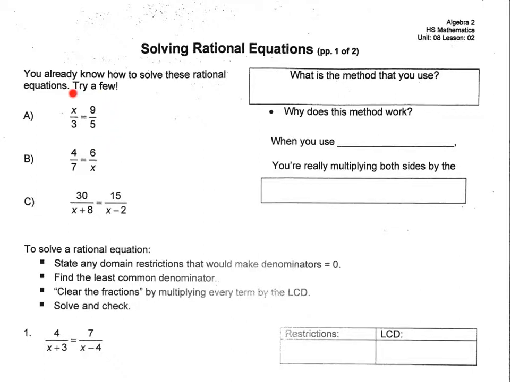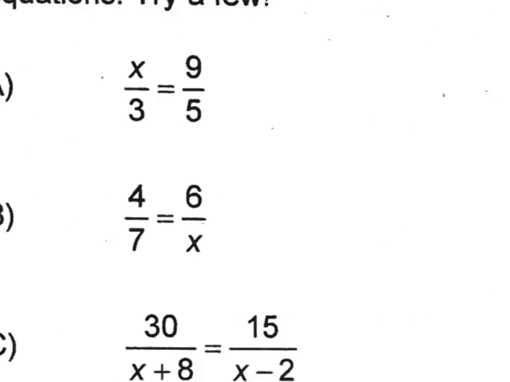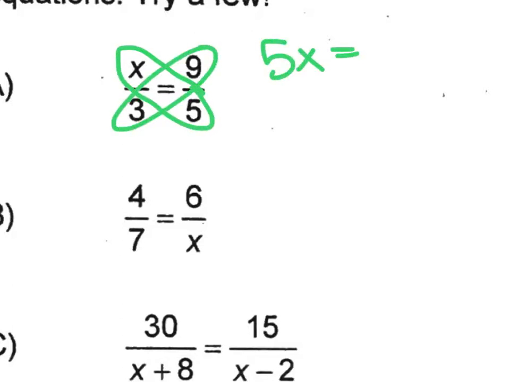X over 3 equals 9 over 5. How do you go about solving this? What's the method that we're going to use? Cross multiplication, the thing that so many of you guys love and often call the butterfly method, which I hate. So let's try it. We can see why it's called the butterfly here. 5 times x is 5x, and we set that equal to 9 times 3. Solving, we get x equals 27 over 5.